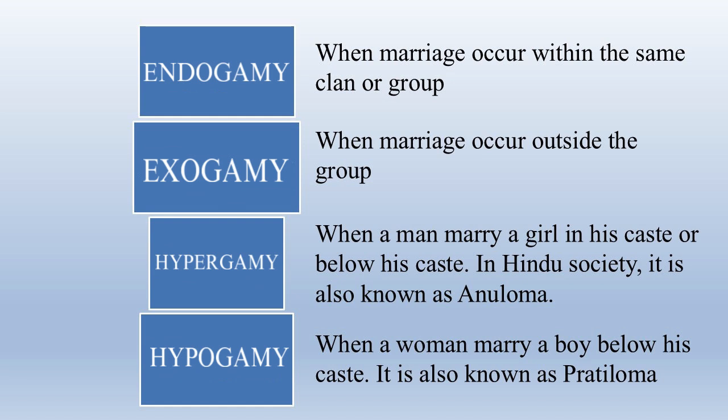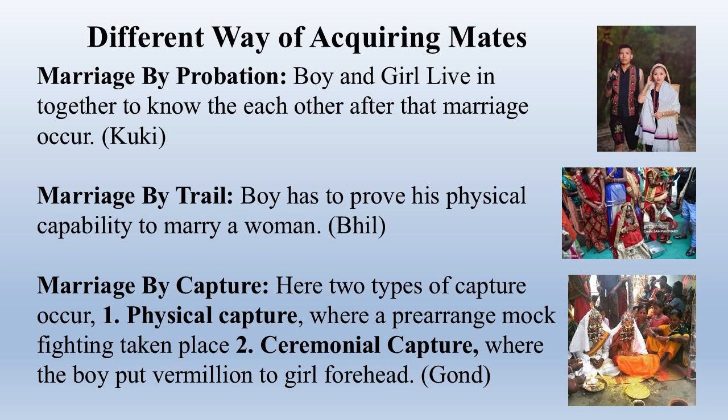Now, there is another interesting part which has been found in marriage. Usually, in tribal society, they have different ways of acquiring mates. First is marriage by probation. In this case, a boy and a girl can live together in order to know each other, and after living for some time, they marry each other. If the marriage does not happen, the boy is obliged to pay compensation. This has been found among the Kuki tribe.